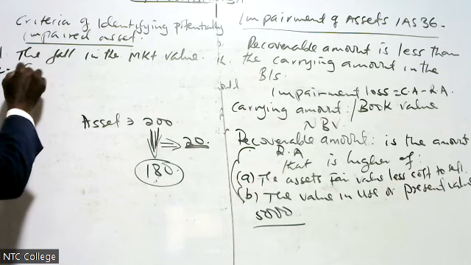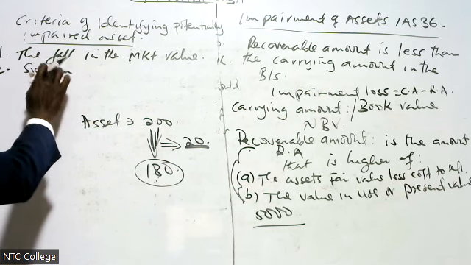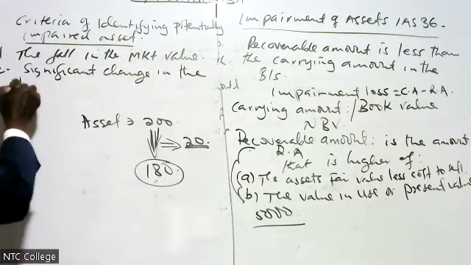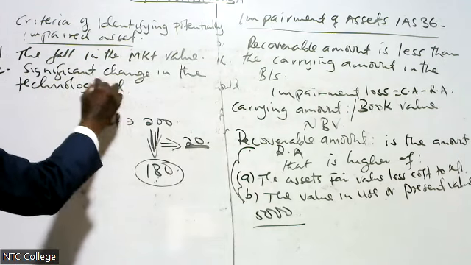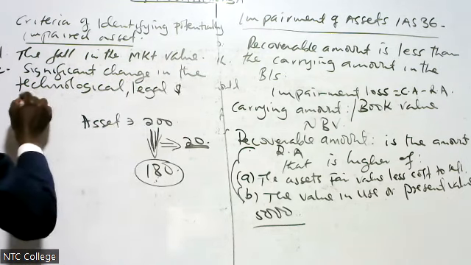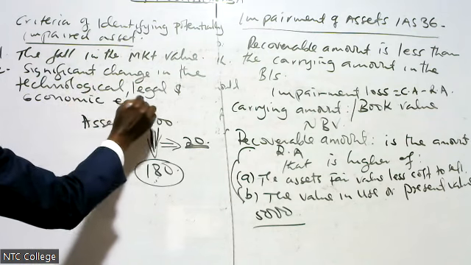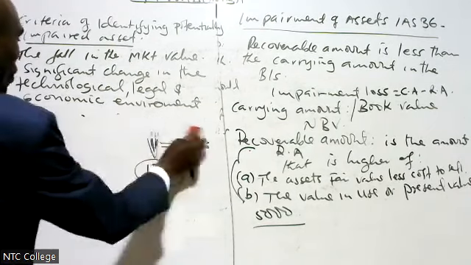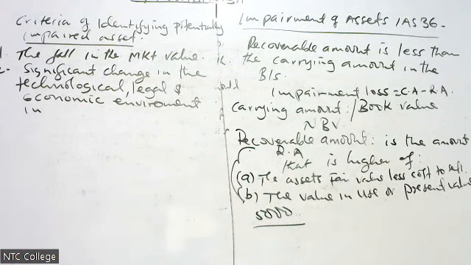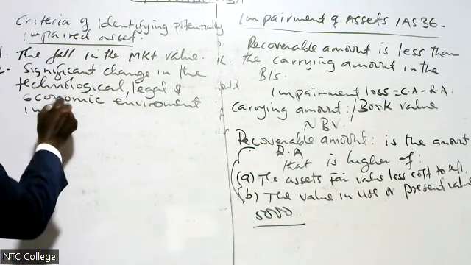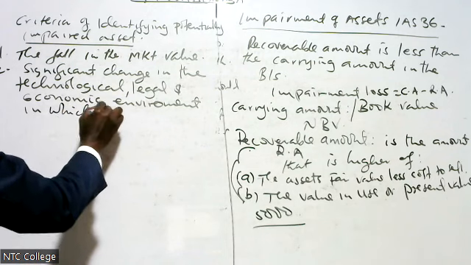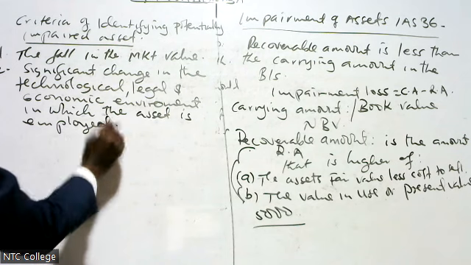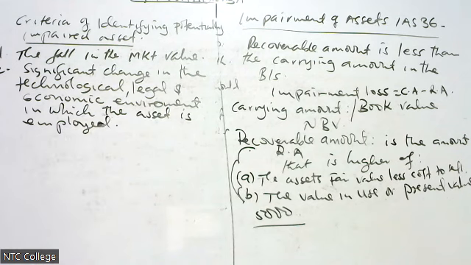Number two is a significant change in the technological, legal, or economic environment in which the asset is employed.